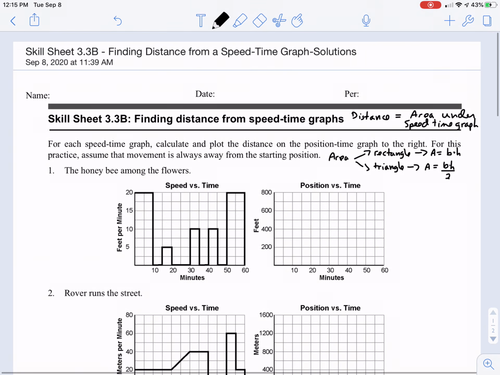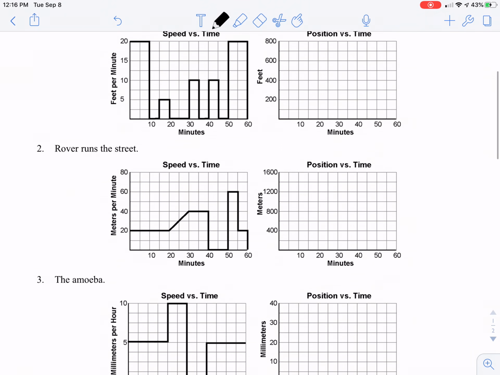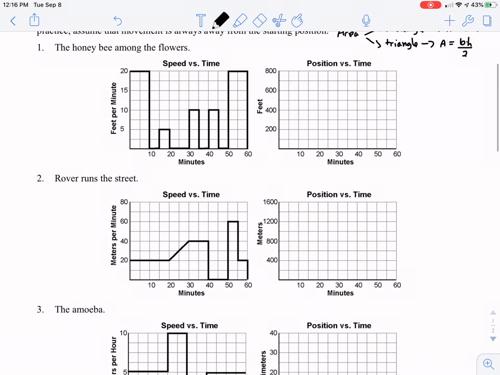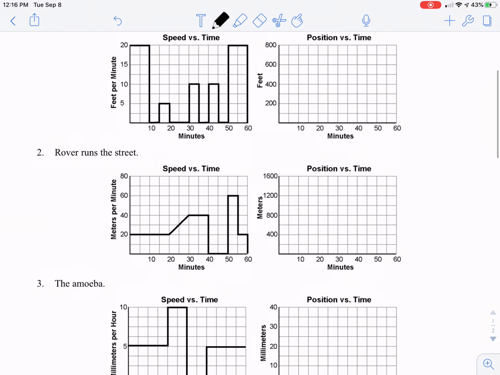Now, with this activity, we're asking you to take a speed-time graph, calculate the distances, and then plot these distances as cumulative distances away from 0 as time goes on. And then we see what the position-time graph will look like. We're going to go ahead and take a look at number 2, and that will allow you the opportunity to practice number 1 and number 3 yourself.